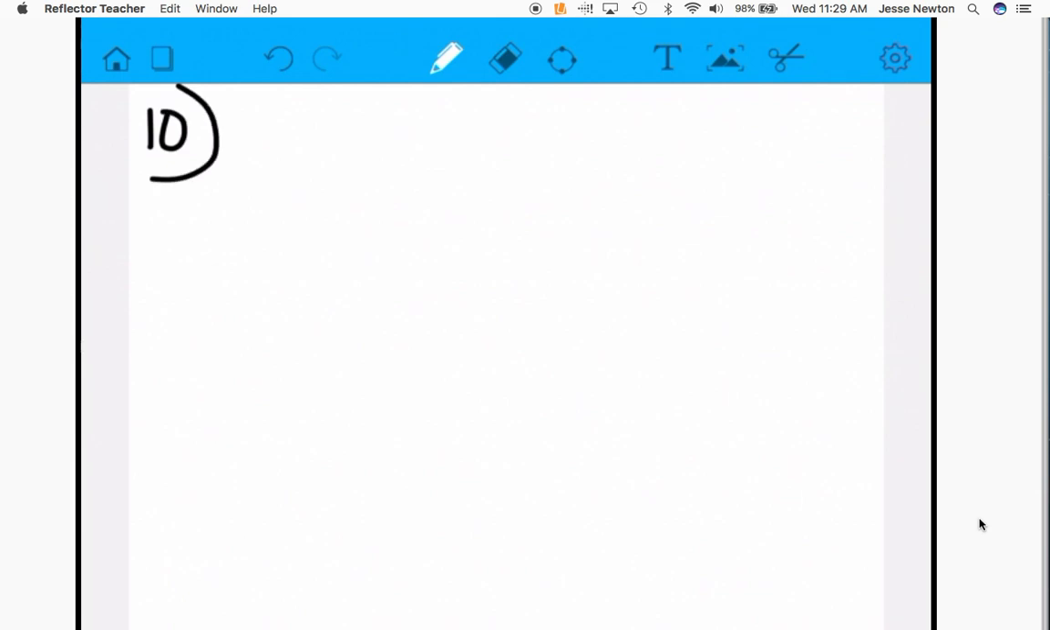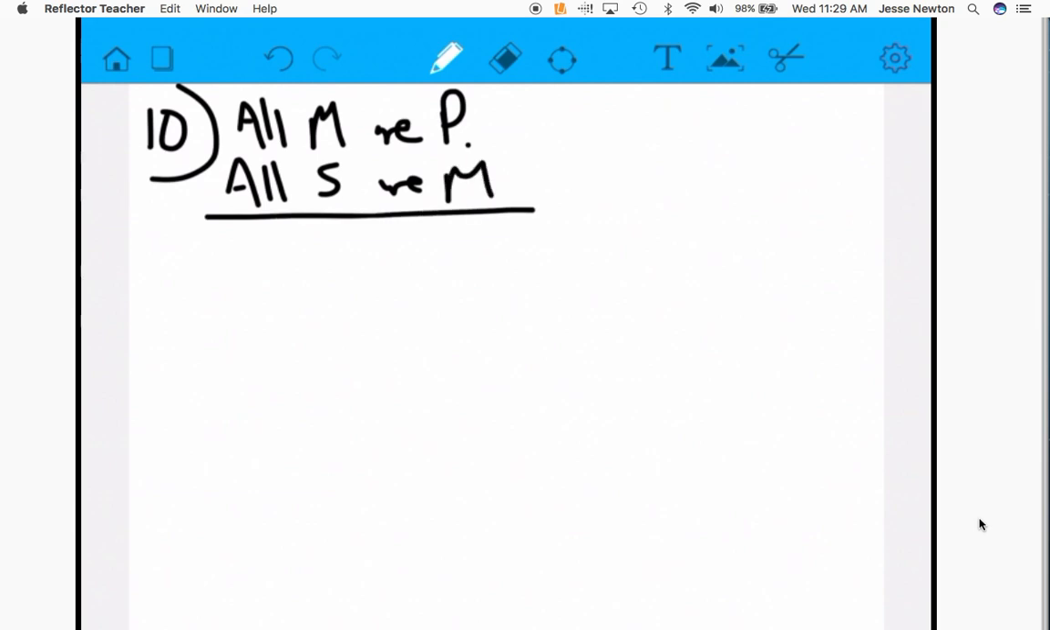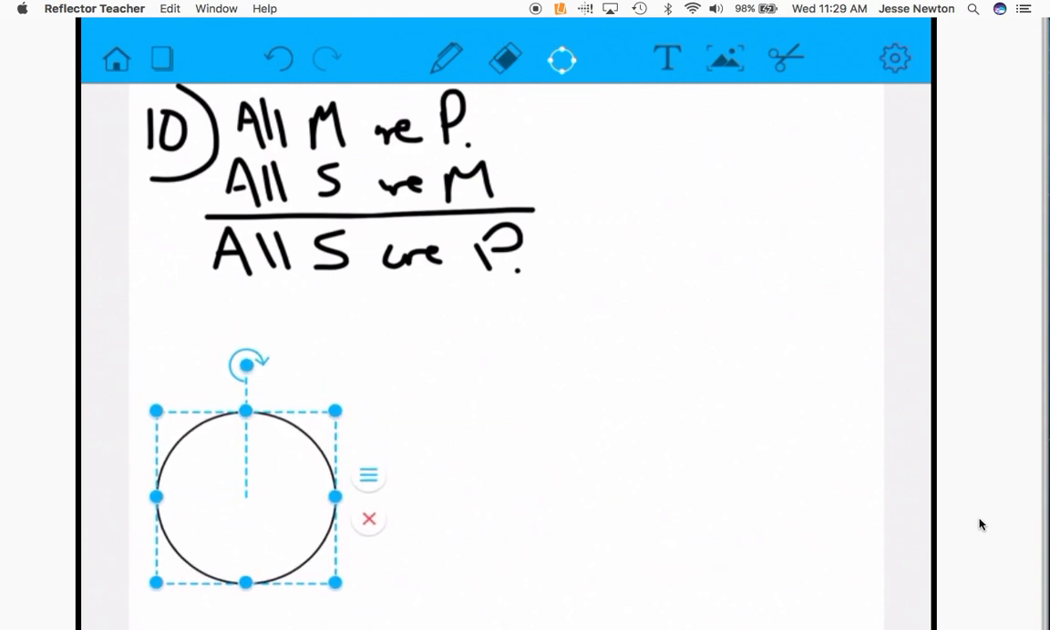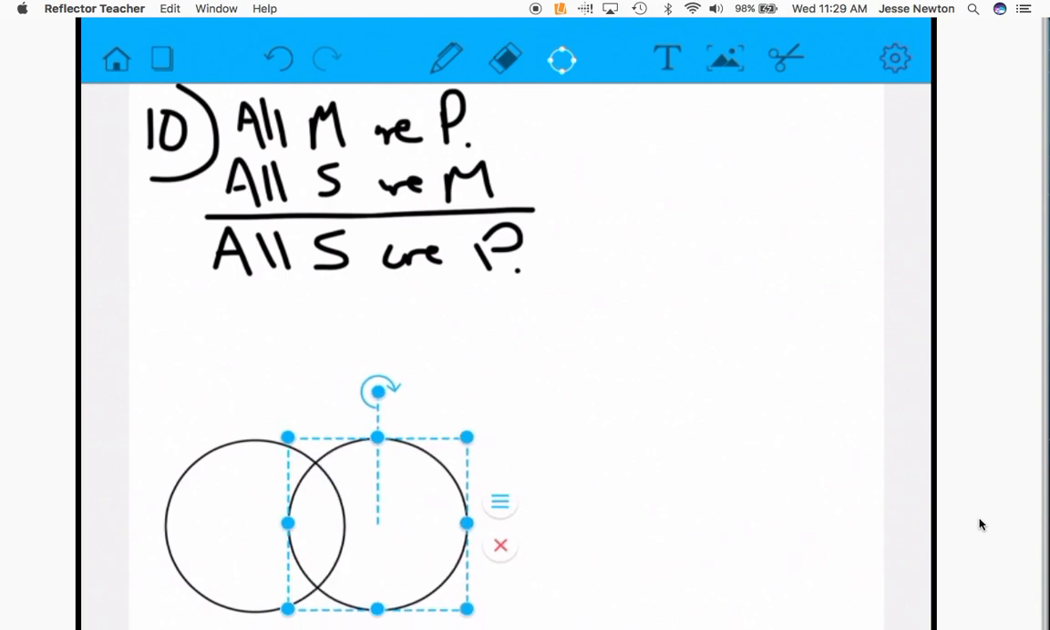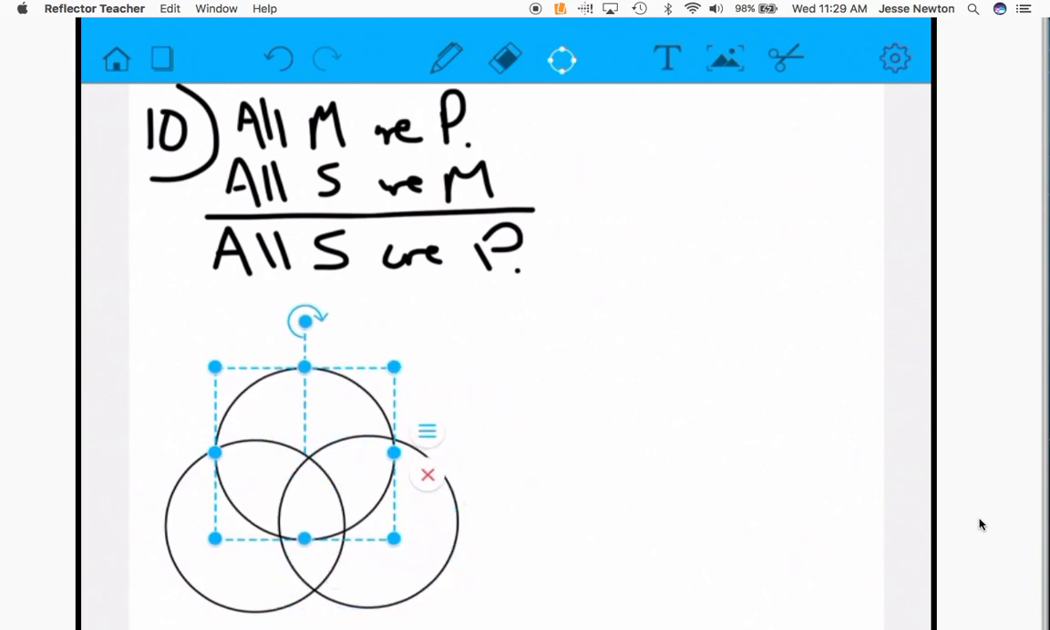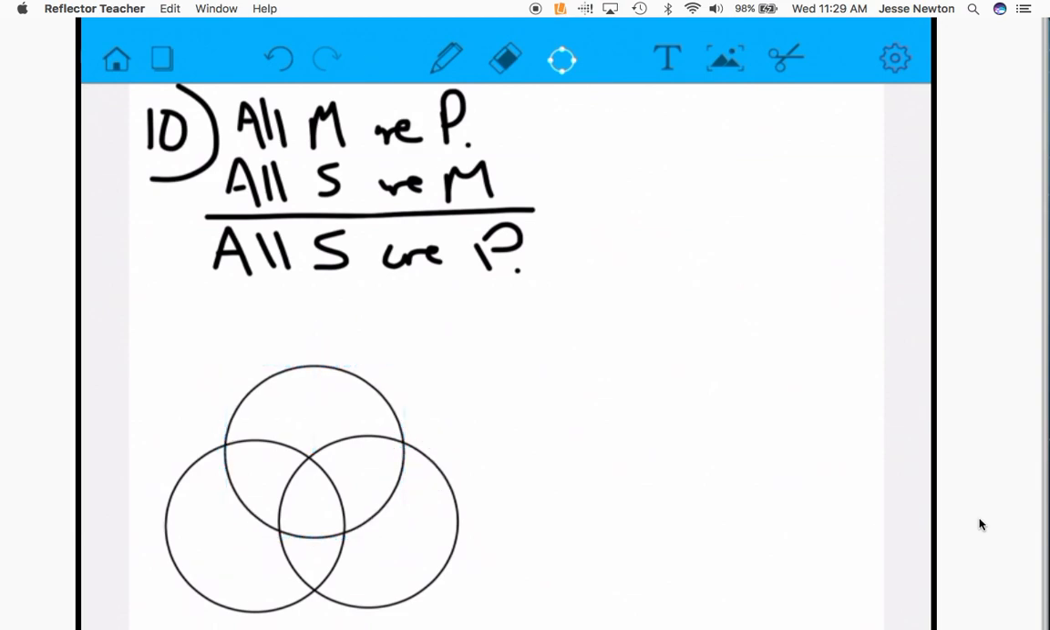Number 10. All M are P, all S are M, therefore all S are P. Anybody know the mood of this? It's AAA, and the figure is 1. AAA 1, I believe, from memory, is a valid argument, but we're going to prove it. And we're going to prove it using, you guessed it, our beloved Venn diagrams.